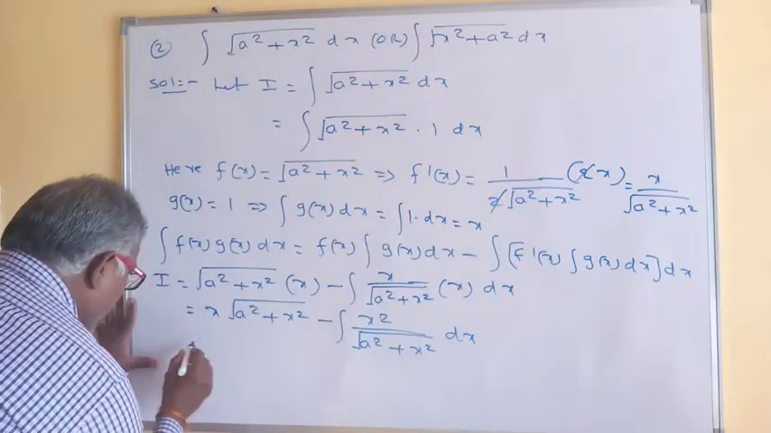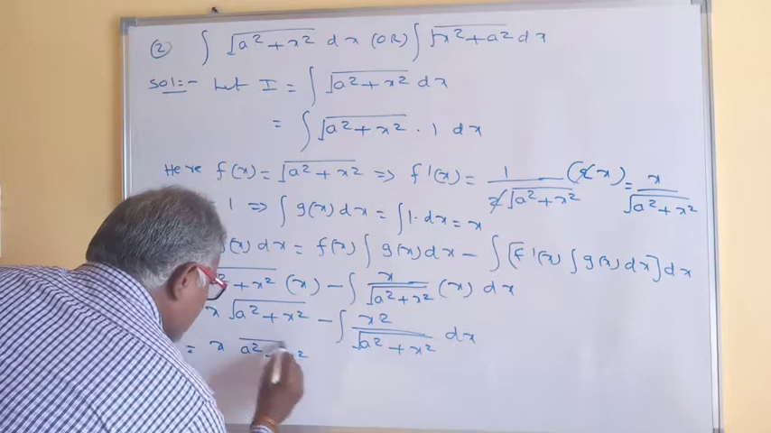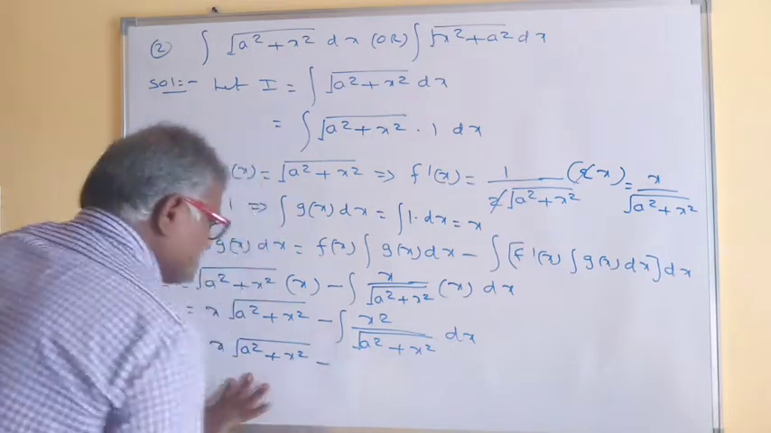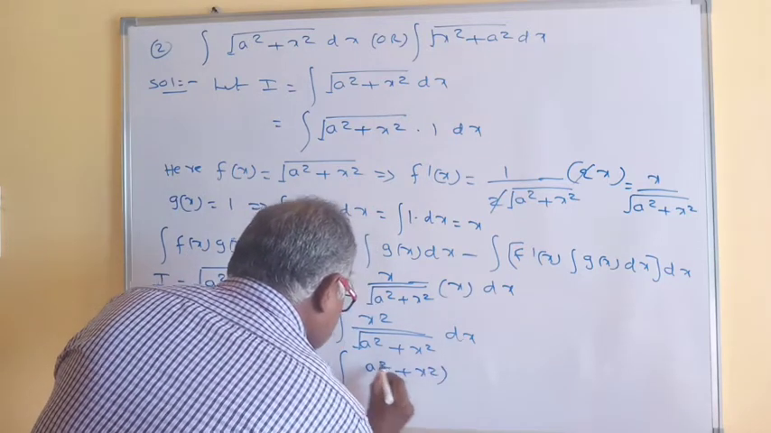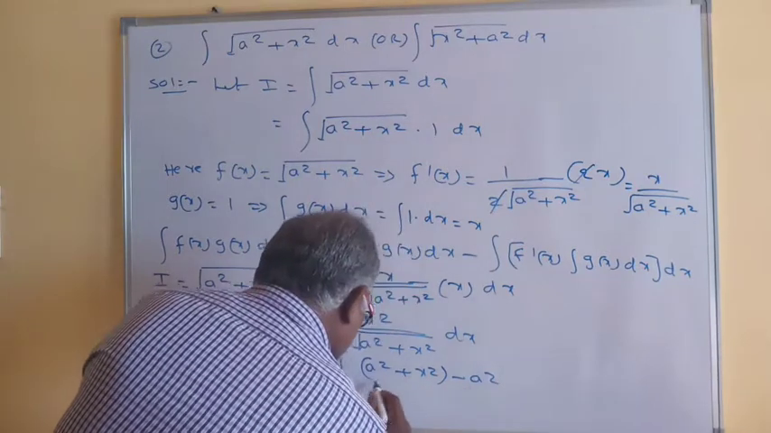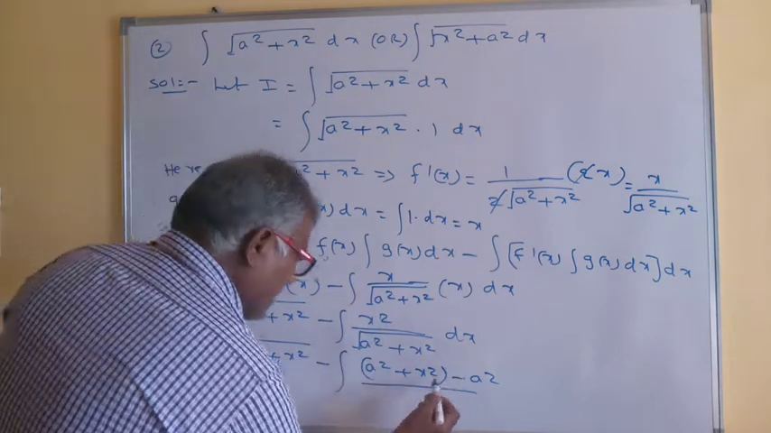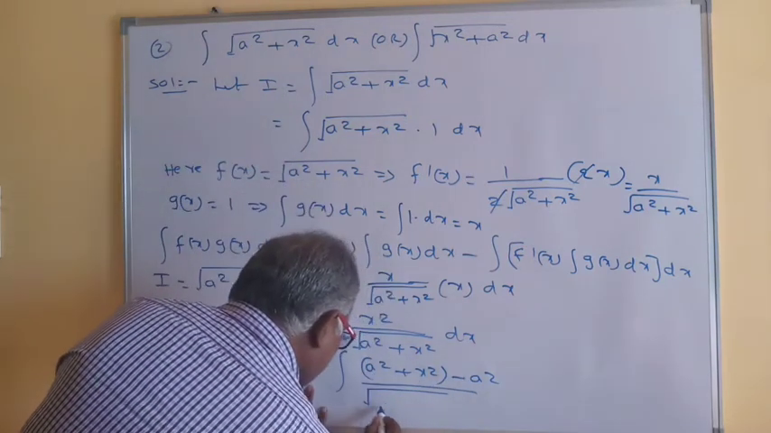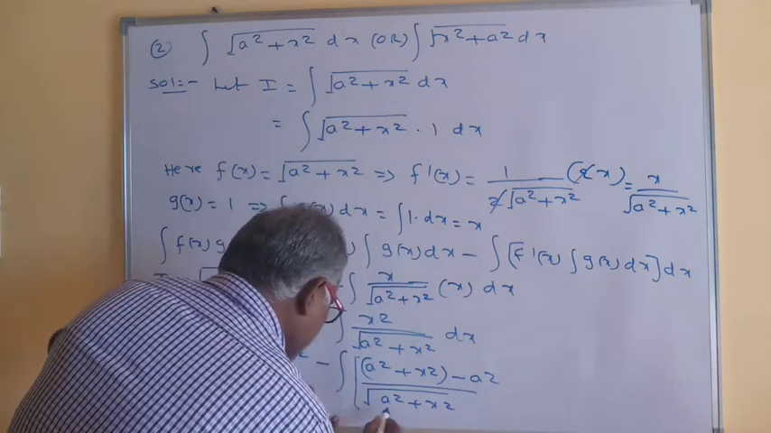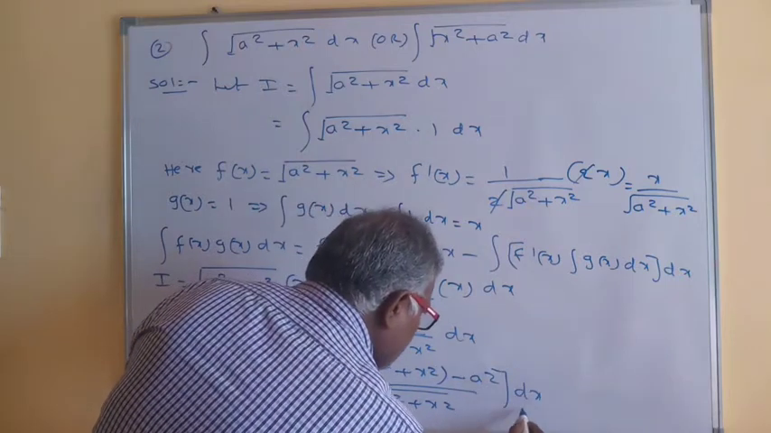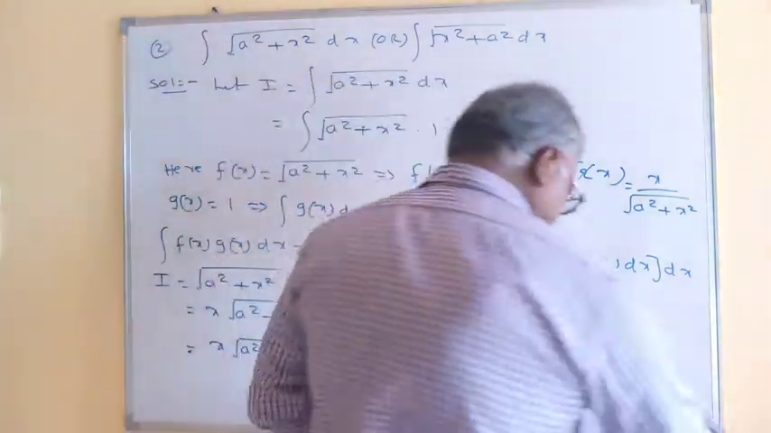So next step, x into root of a square plus x square minus integral of a square plus x square minus a square. Here what you have to do? For x square, just add and subtract a square, under root a square plus x square, whole dx. Okay. Now I have to separate these two.